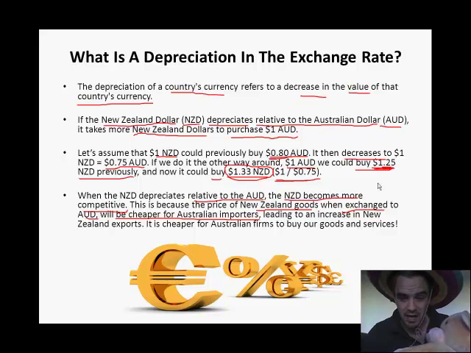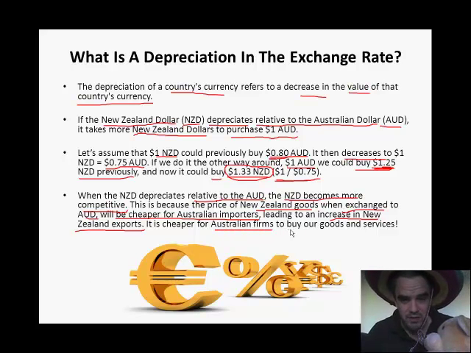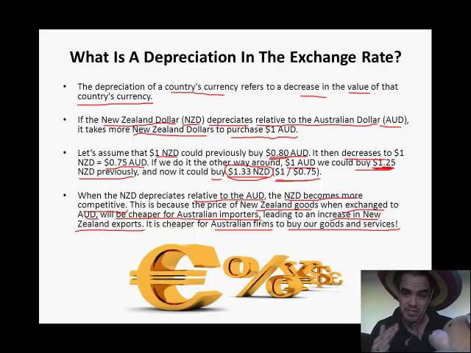Now what happens here is that this leads to an increase in New Zealand exports, because our New Zealand goods and services now appear a lot cheaper in the eyes of the Australian importers. So it's now cheaper for Australian firms to buy our goods and services. So a depreciation in the exchange rate is going to favour exporters. Remember, if this is confusing or I'm going too fast, just hit the rewind button. Play it again. Play it slowly.